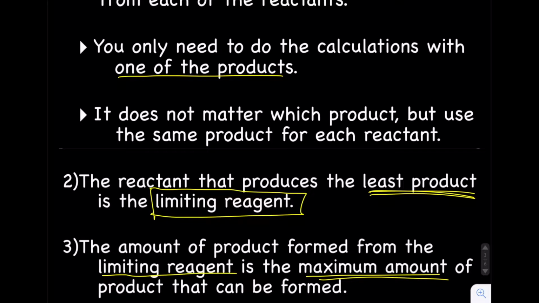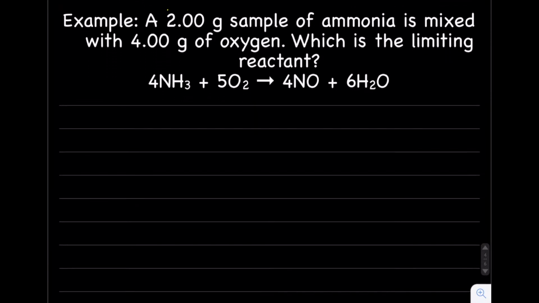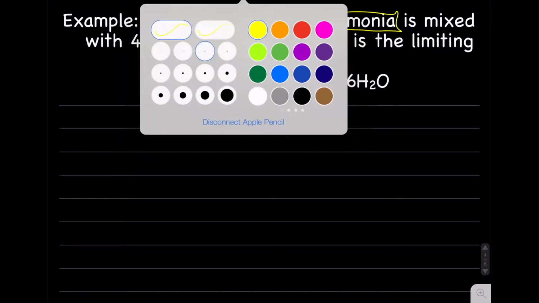Okay, I know this might seem a little confusing, but hopefully going through a practice problem, it won't be quite so bad. So let's try this. Our example here is that we have a 2-gram sample of ammonia, which is mixed with 4 grams of oxygen. Which is the limiting reagent or reactant? We need to do 2 different stoichiometry problems. One where our known is going to be ammonia, and the second where our known is going to be oxygen. And then for both problems, we need to pick an unknown.